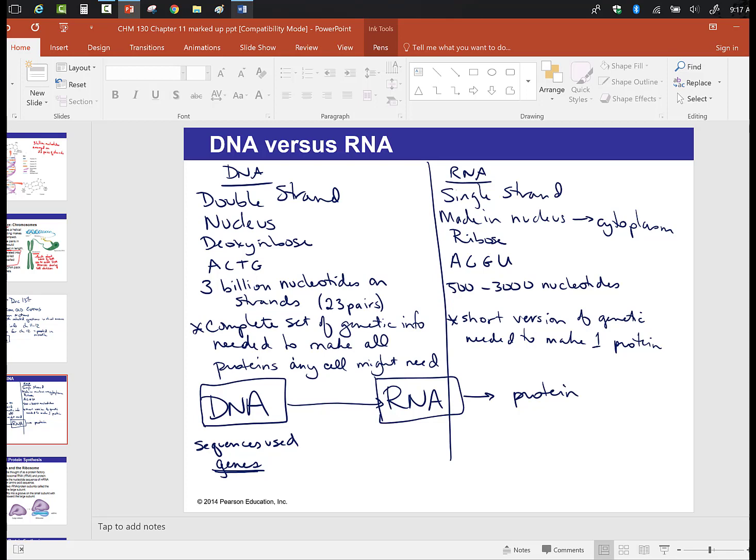So RNA polymerase, from its name, it actually tells you what it does. The ASE on the end of RNA polymerase tells you that it's an enzyme. And polymer, when you think of poly, means what? Many. So this is an enzyme that makes a polymer of RNA. So its name is actually telling you what it's doing. It's making a polymer of RNA.